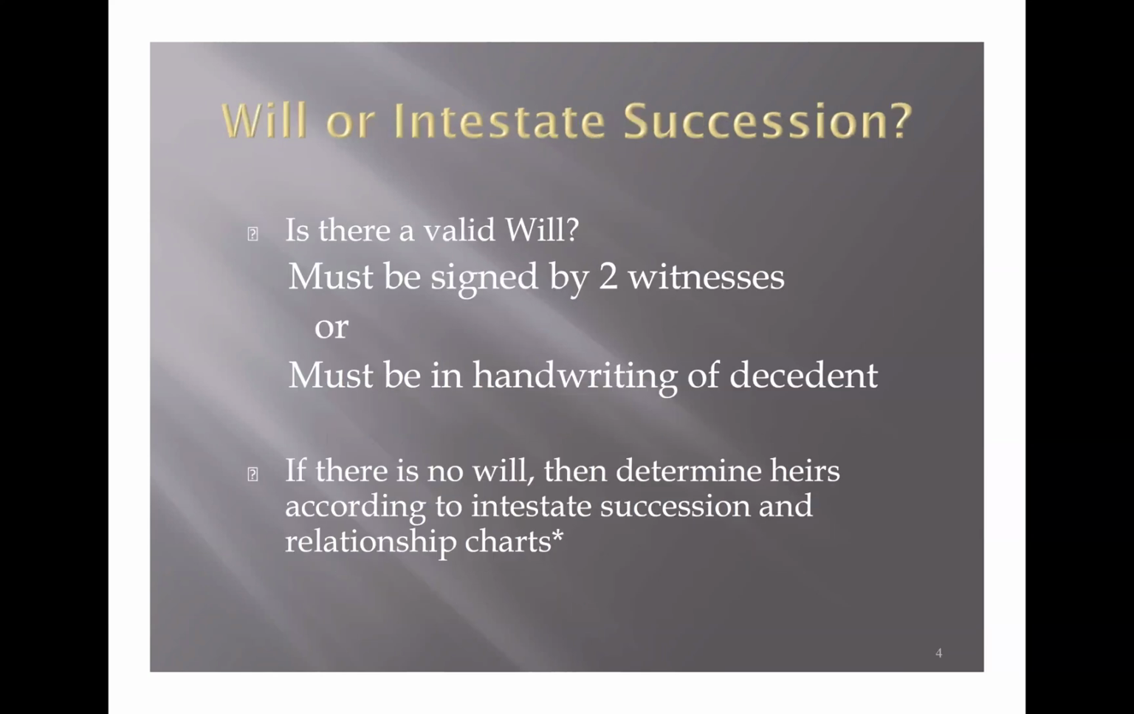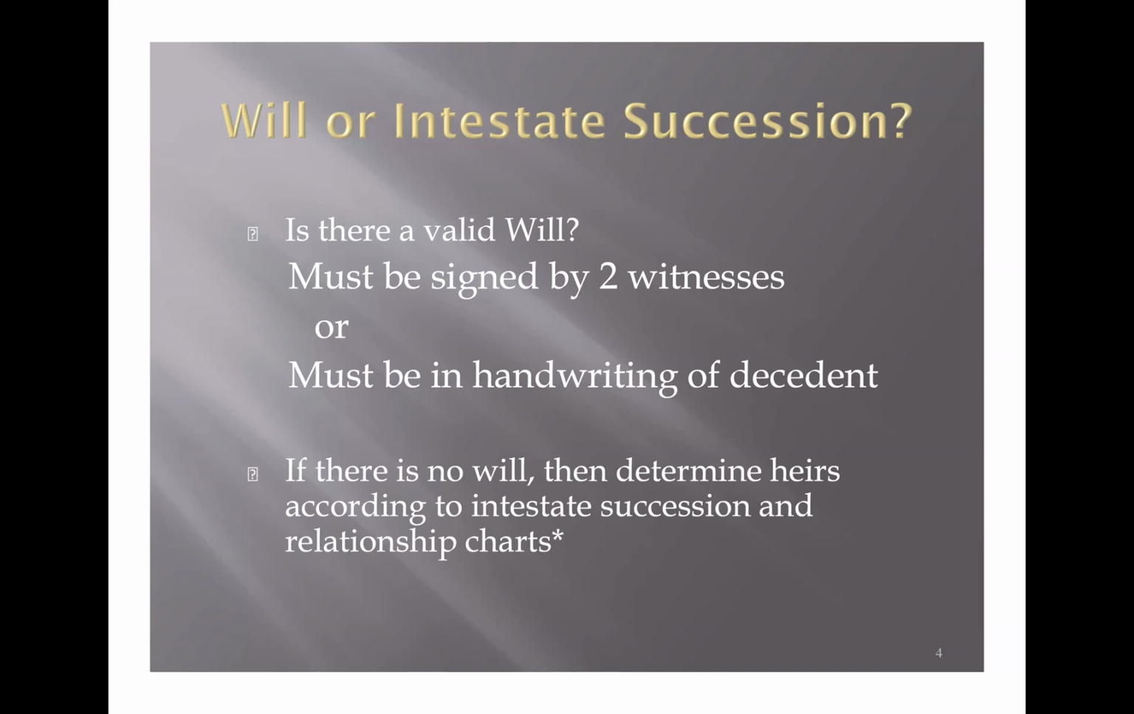Okay, we have to know first who is going to inherit a deceased person's property. So that will go first. If they have a will, it'll go according to what the will says. In general, in California, a valid will has to be signed by 2 witnesses who watch the deceased sign, or it has to be entirely in the handwriting of the decedent.